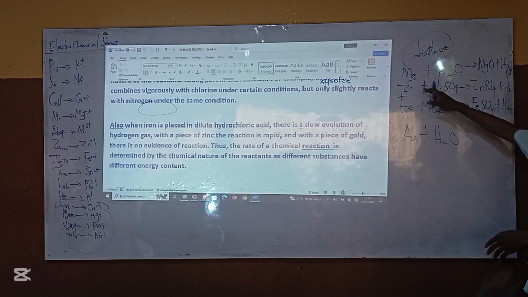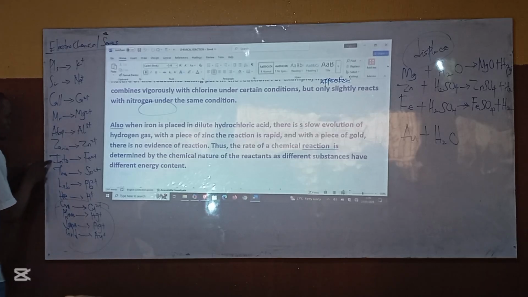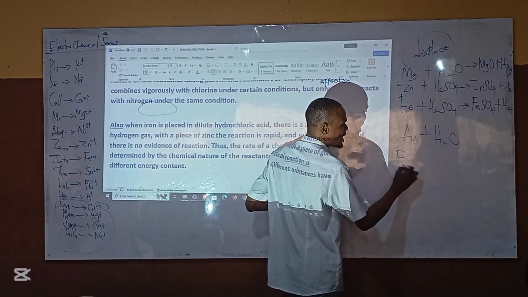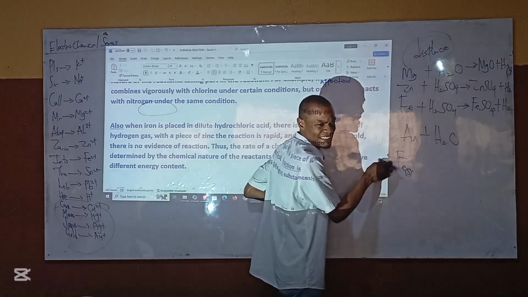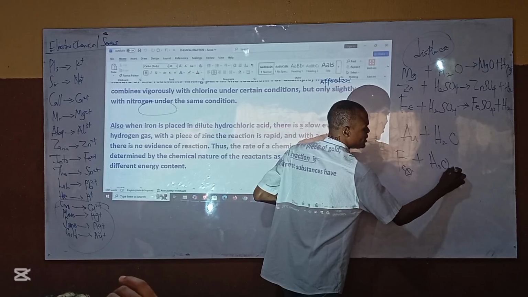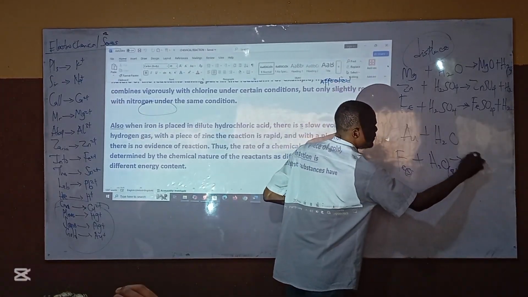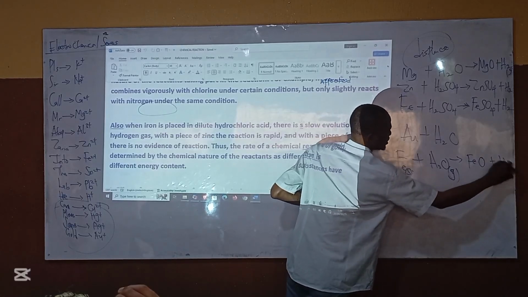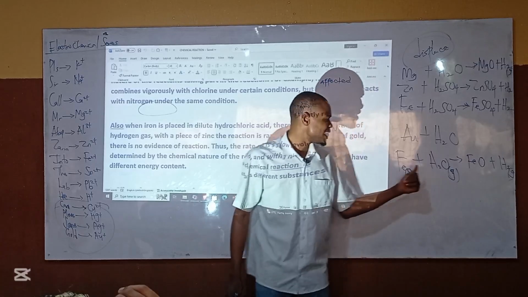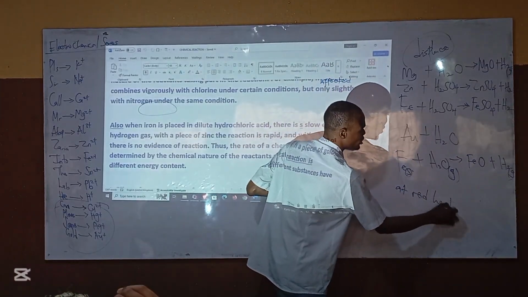Sometimes you have to heat the metal, like iron. Iron cannot react with ordinary water. Iron must be heated to red heat, and the water it will react with is steam, in the gaseous state. Then it will form FeO plus hydrogen gas. For it to react with steam, the iron must be heated at red heat.